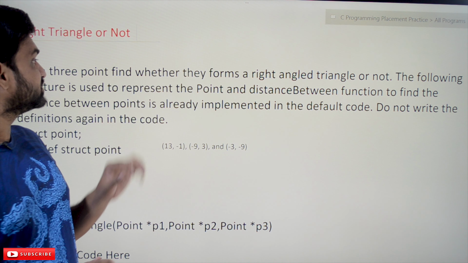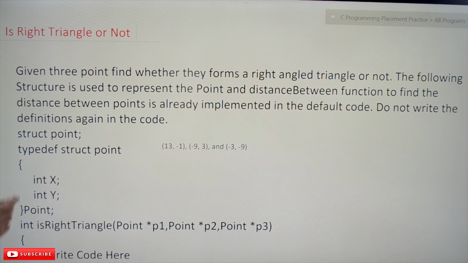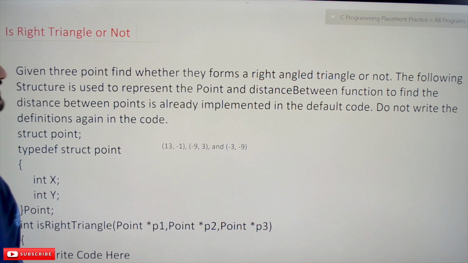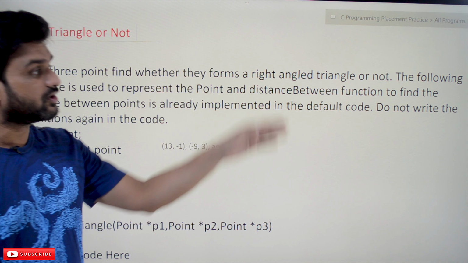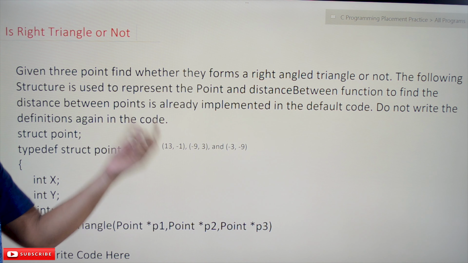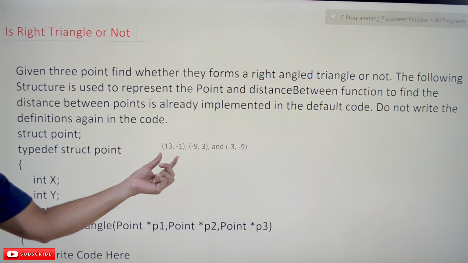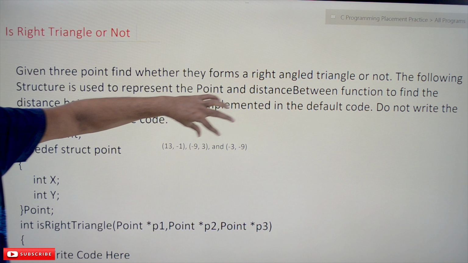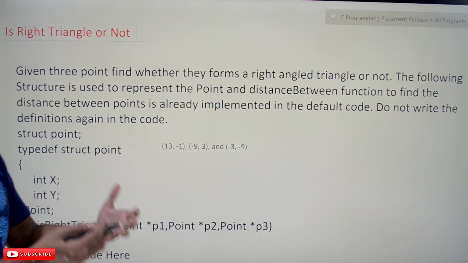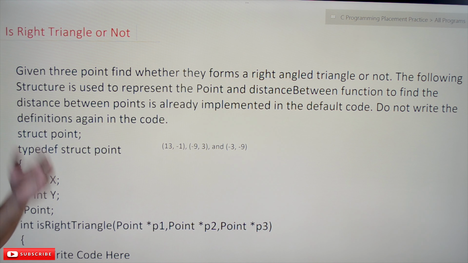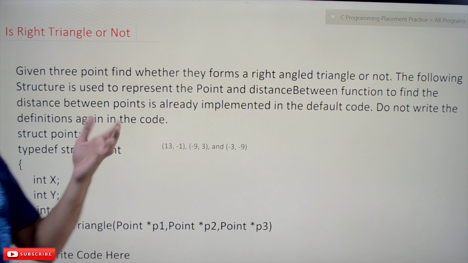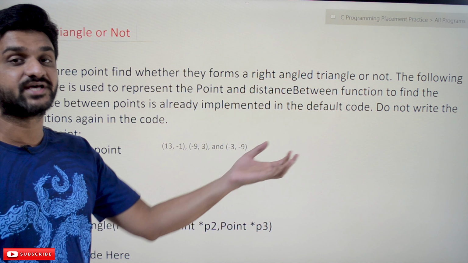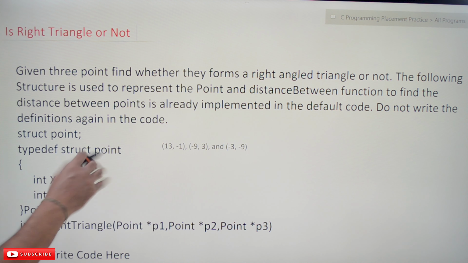Now coming to this class, the problem statement is: given 3 points, find whether they form a right angle triangle or not. So these are the 3 points in the coordinate system, and we have to find whether these 3 points form a right angle triangle or not. How can we find that with these given points? That we will also discuss.